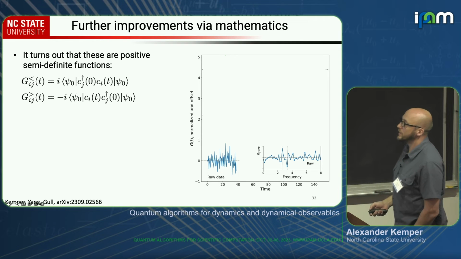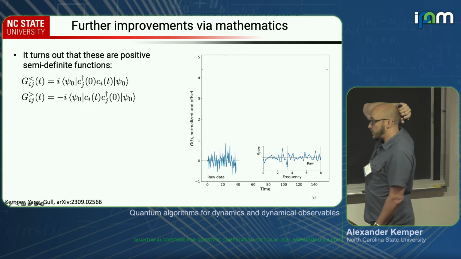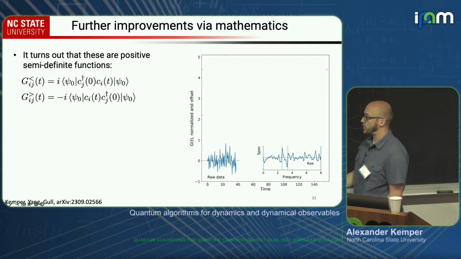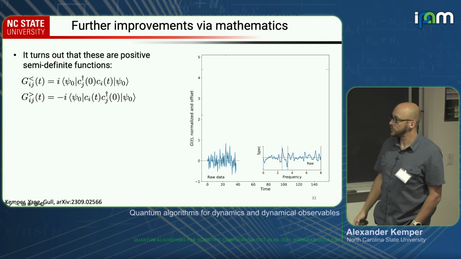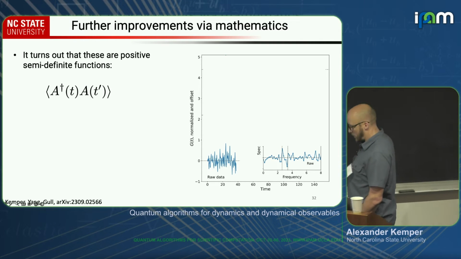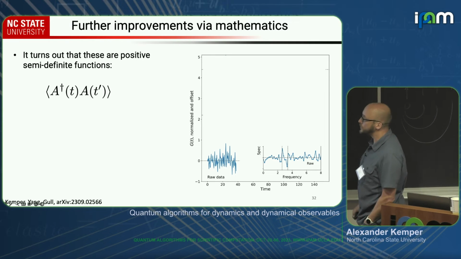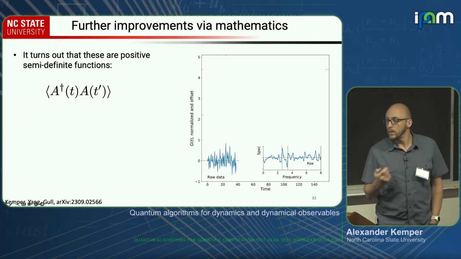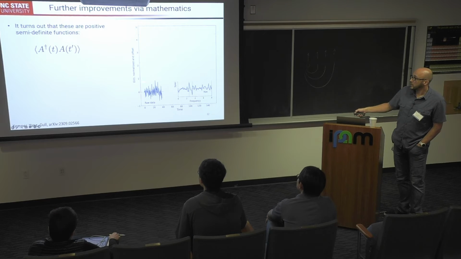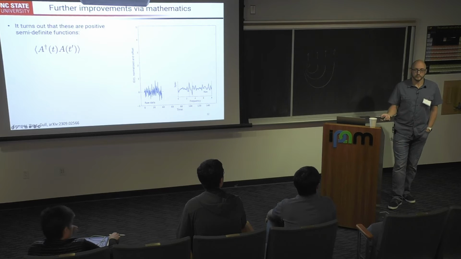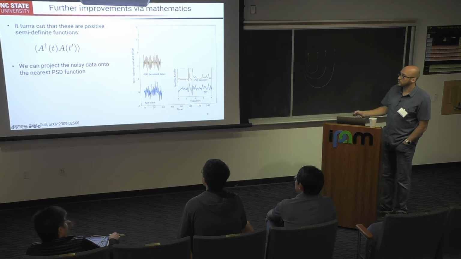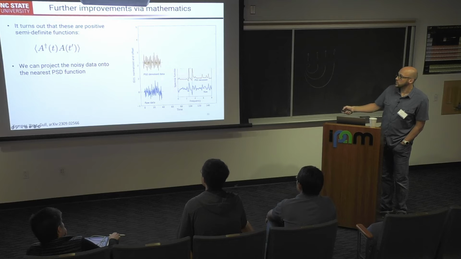As it turns out, the things that I've measured, and this is some work that I've done over the past year with Chao, who's here, and Emmanuel Gull, who is not, are positive semi-definite functions. Why is this? Because they can be written as an inner product on a Hilbert space. And we can make use of this. This data must be a positive semi-definite function. Because of all the noise from the hardware, it is clearly not. So what you can do is project it onto the nearest positive semi-definite function. That gets you this.